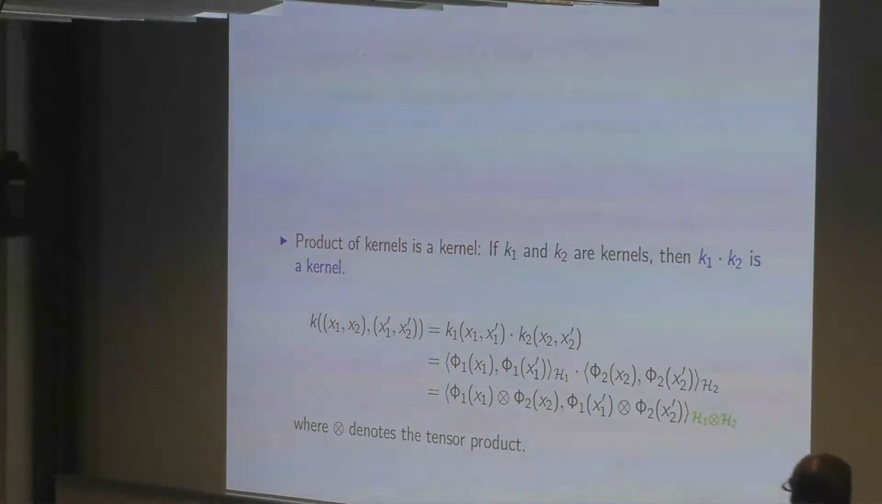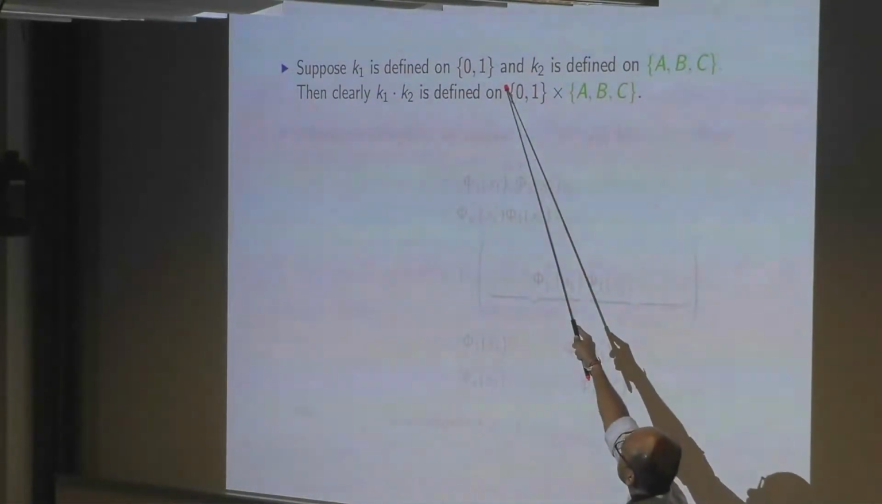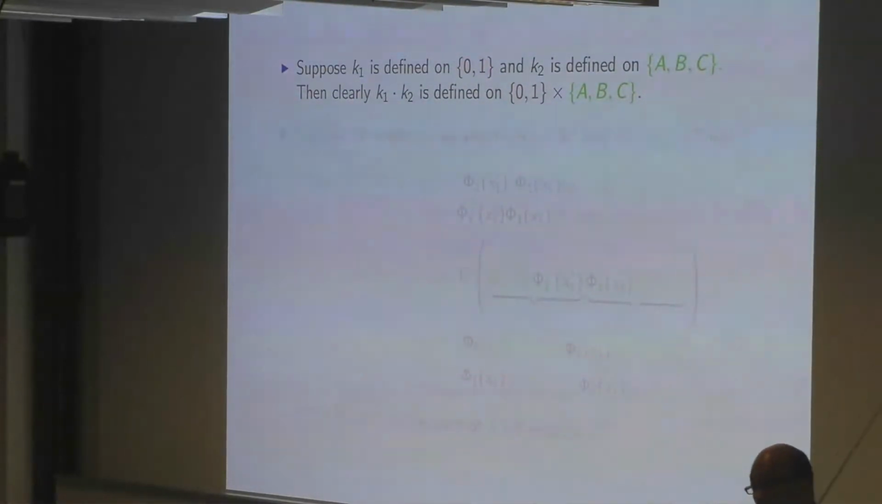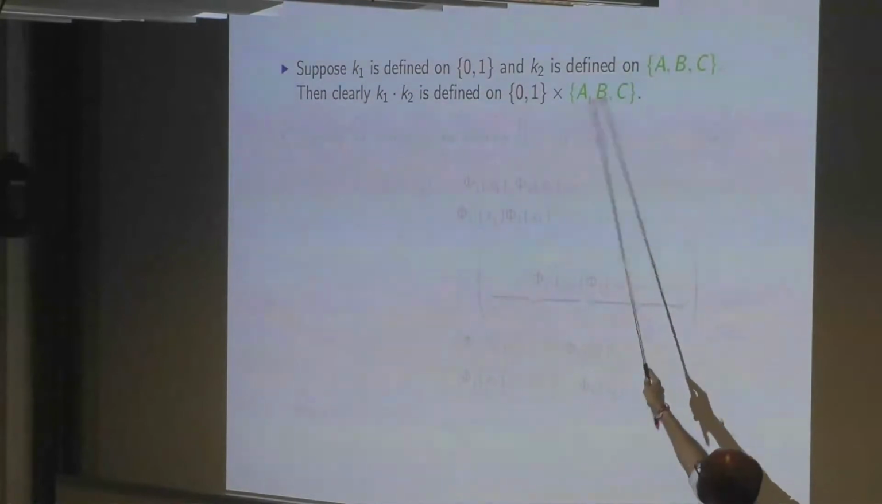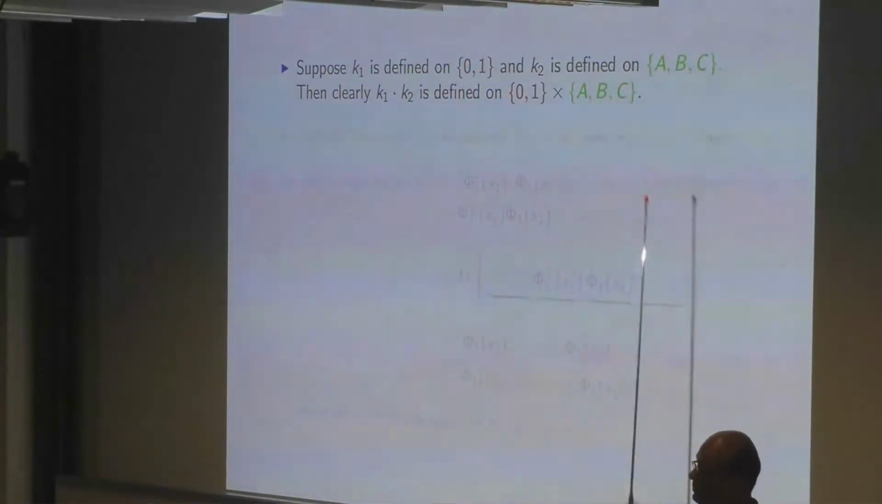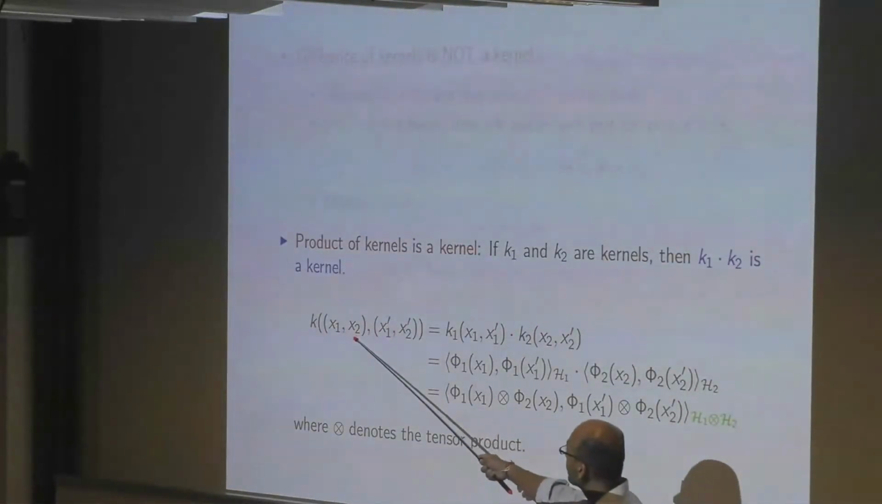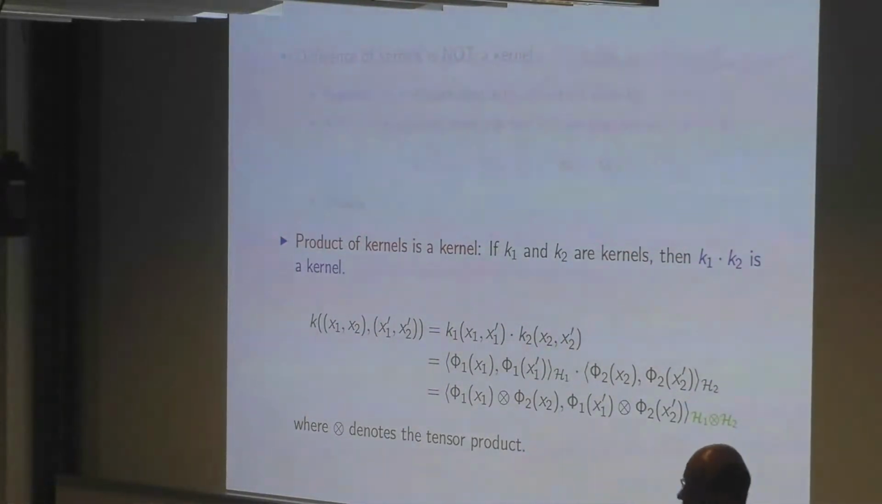Before I get there, let me give you a bit more explanation. Let's say K1 is a kernel that is defined on this set, and K2 is a kernel that is defined on this set. I believe you agree that K1 times K2 is now defined on the product set. So K1 times K2 is now defined on the ordered pairs generated by this product, which means the resulting kernel is going to have 4 arguments. That's why I write it like this. This is my resulting kernel, the product of kernels.